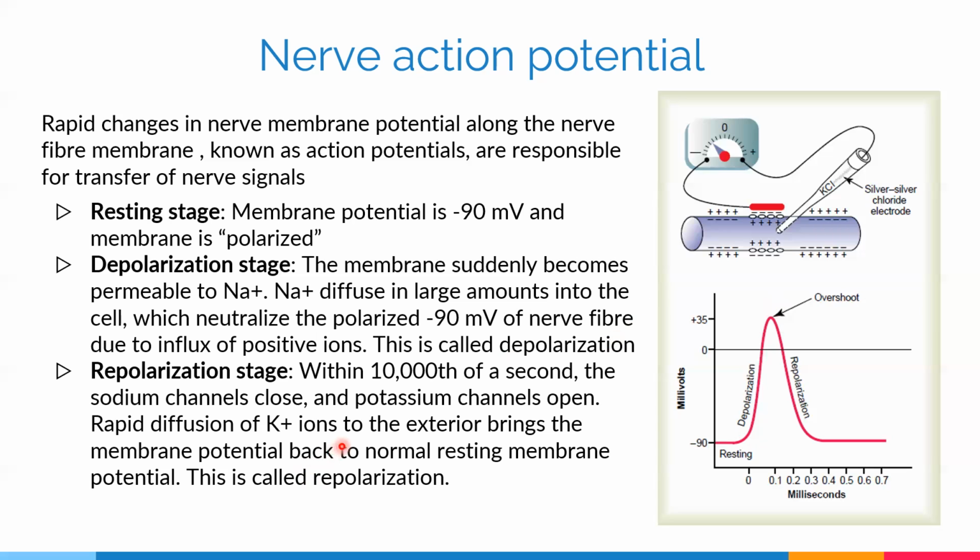Rapid diffusion of potassium ions to the exterior brings the membrane potential back to the normal resting potential, and this is called repolarization. After repolarization, there is a slight overshoot below the initial resting condition, and finally it returns to the initial resting membrane potential. And this whole phenomenon of action potential is thus divided into the resting stage, depolarization stage, and repolarization stage. And as we can see, the whole phenomenon occurs in a very small time scale as well.